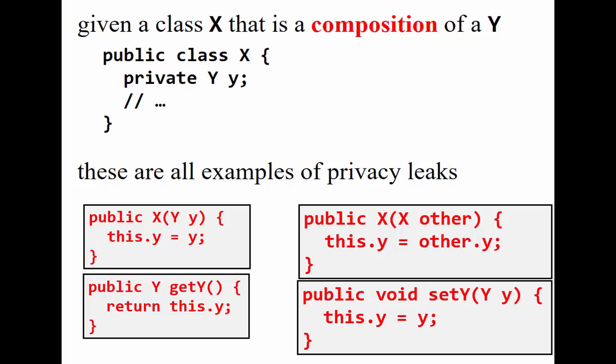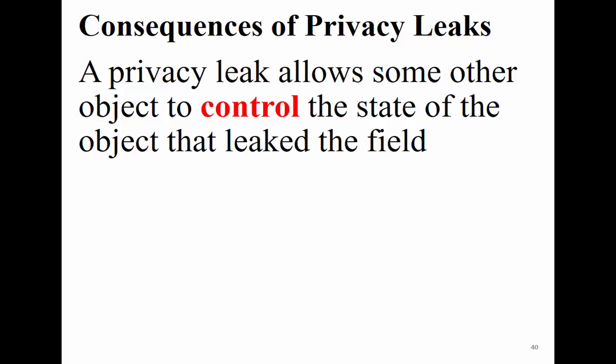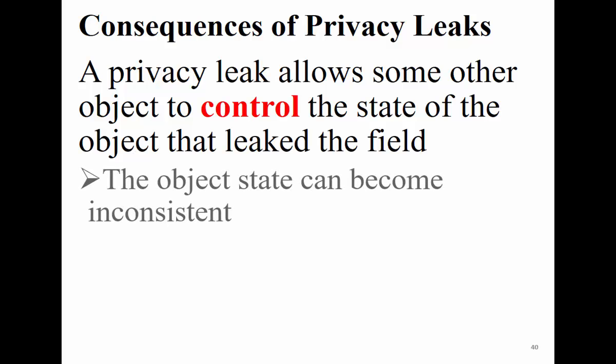So all of this is a privacy leak. Whenever you try to implement a composition, you should avoid this. This is wrong practice. The consequence of a privacy leak is that you give control of the status of the object to the client. So the client can change the status of the object and make it inconsistent.